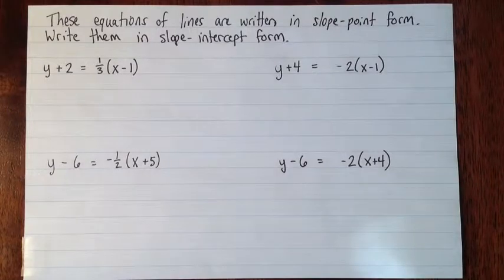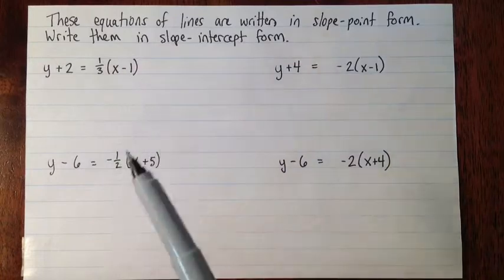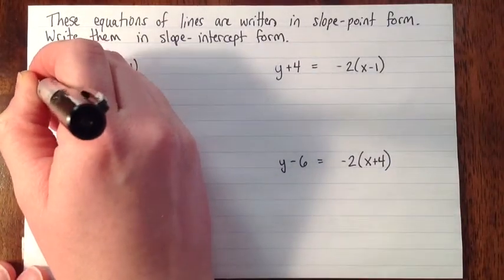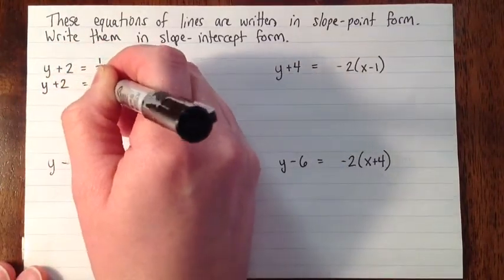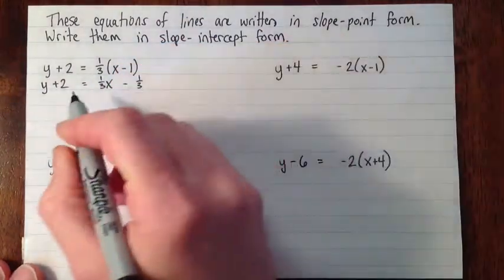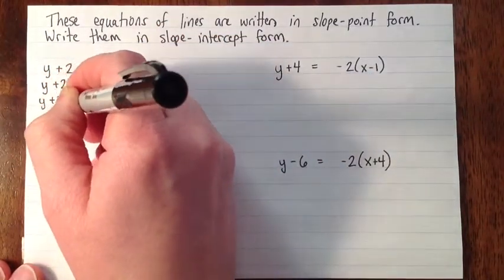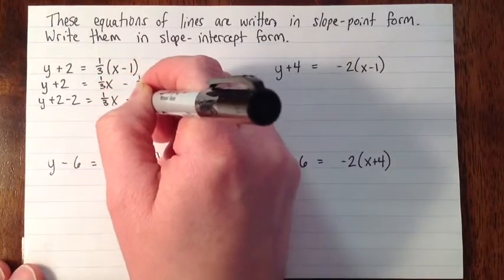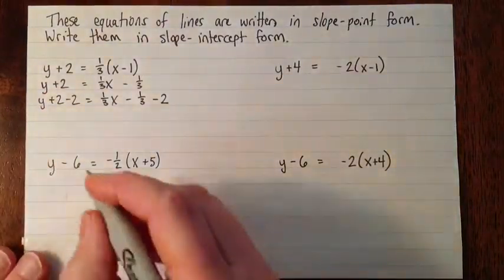So the big idea here, or the big steps here, is we're going to simplify the right-hand side, and then we're going to isolate y. So here I've got y plus 2 equals 1/3 x subtract 1/3. And then I'm going to subtract 2 from both sides. So y plus 2 minus 2 equals 1/3 x minus 1/3 minus 2. So that's just to isolate y on the left-hand side.